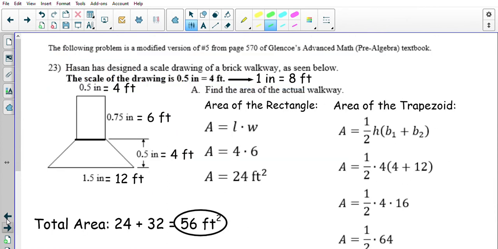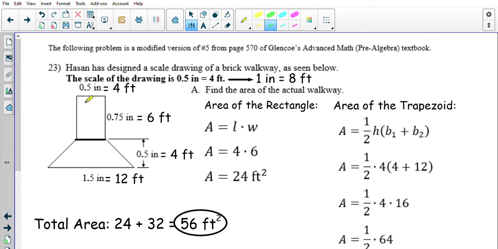All right, number 23. It says Hassan has designed a scale drawing of a brick walkway as seen below. The scale of the drawing is 0.5 inches equals 4 feet. Now, to make things easy on myself, I converted that to 1 inch equals 8 feet. Since a half inch represents 4 feet, it makes sense that 1 inch would represent 8 feet. So I multiplied each of these dimensions by 8.